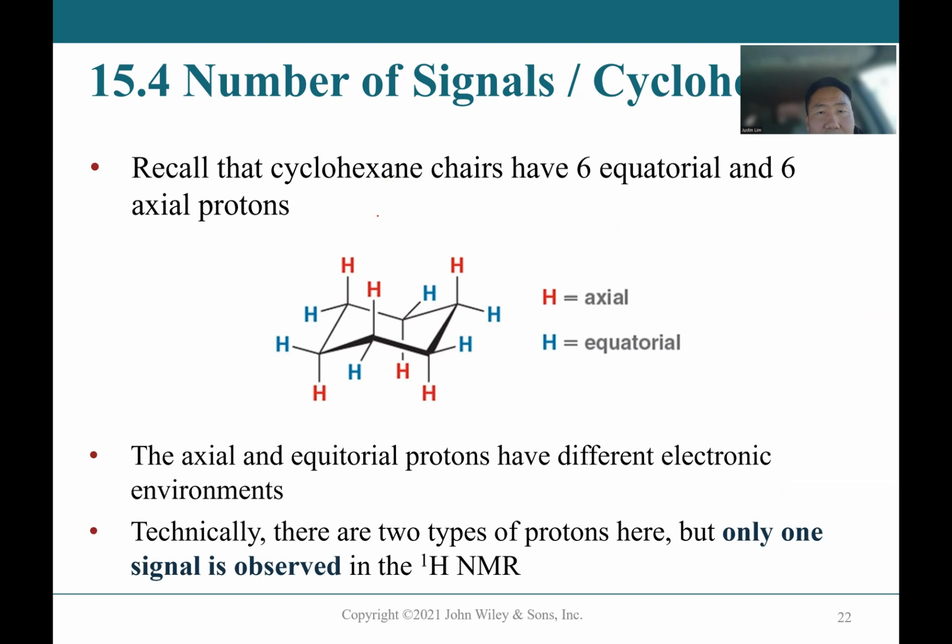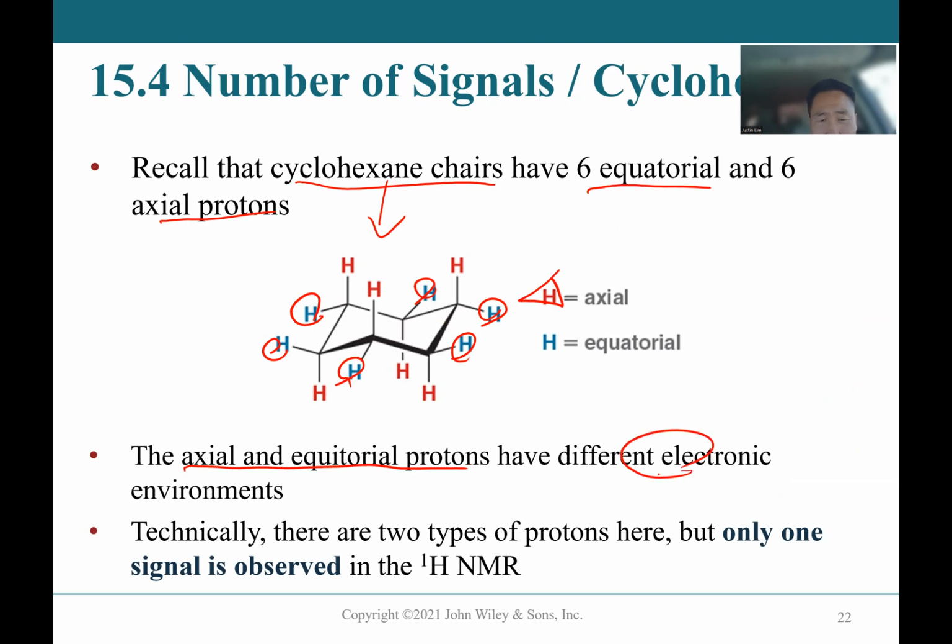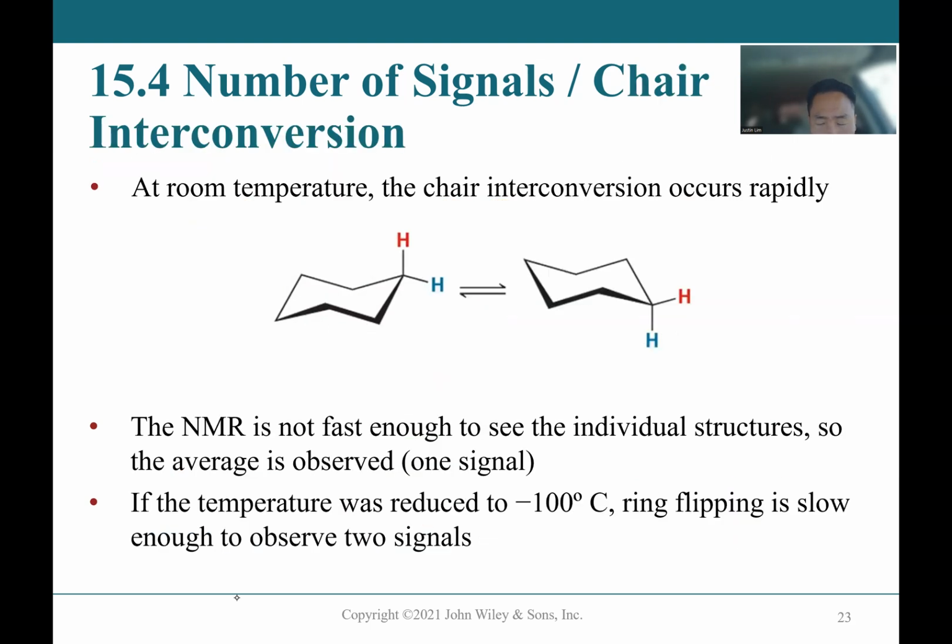So this is cyclohexane chairs. Have 6 equatorial, 1, 2, 3, 4, 5, 6, and 6 axial protons. Axial and equatorial protons have different electronic environments. Technically, there are 2 types of proton in here, but only one signal is observed in proton NMR.